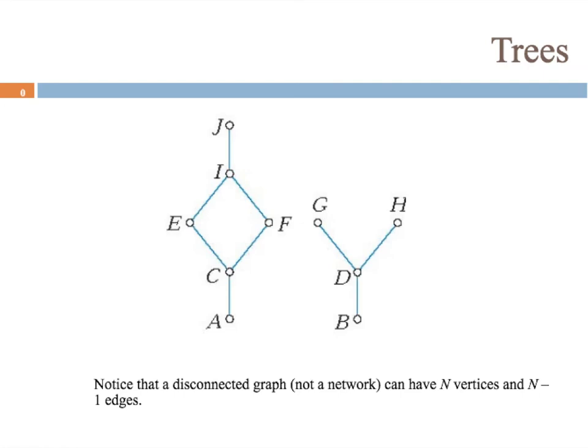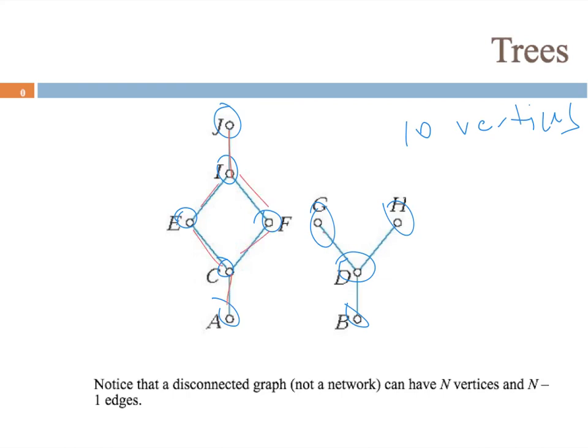But we can't just go off that property 3 alone. Notice here that we have a disconnected graph, and this can have n vertices and n minus 1 edges. We have, let's see, 1, 2, 3, 4, 5, 6, 7, 8, 9, so we have 10 vertices, and we have 1, 2, 3, 4, 5, 6, 7, 8, 9 edges.